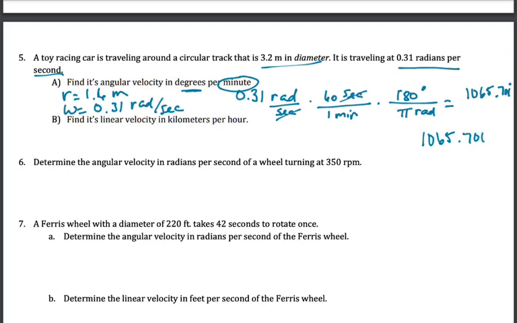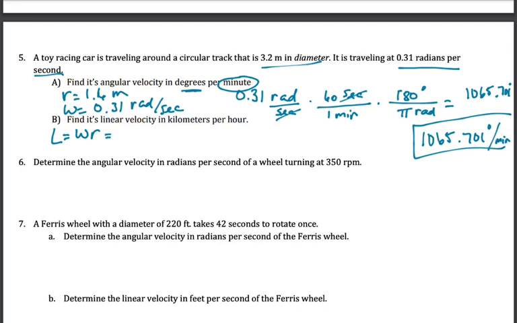1065.701, and that's degrees per minute. All right, now it's asking me to find its linear velocity in kilometers per hour. So if I'm going to find the linear velocity, I'm going to use the angular velocity times the radius.